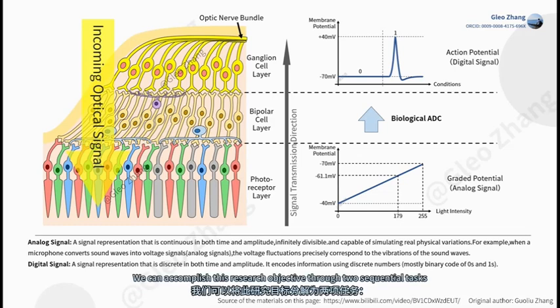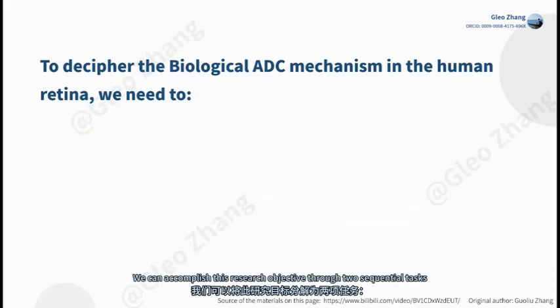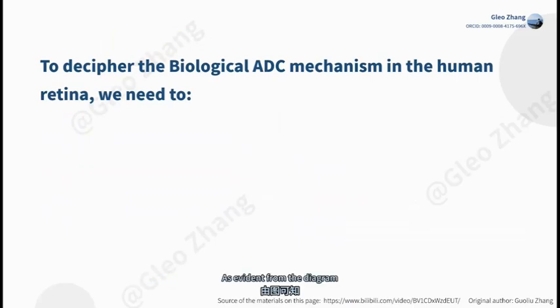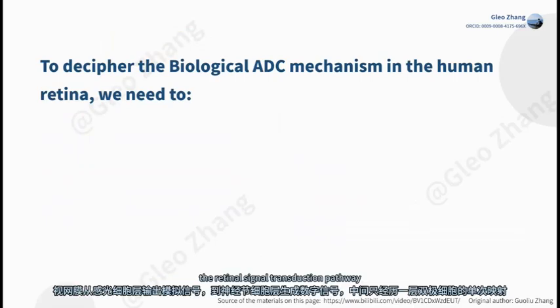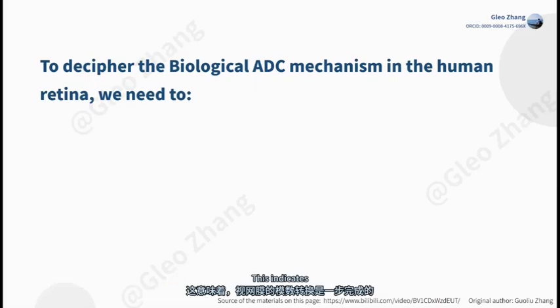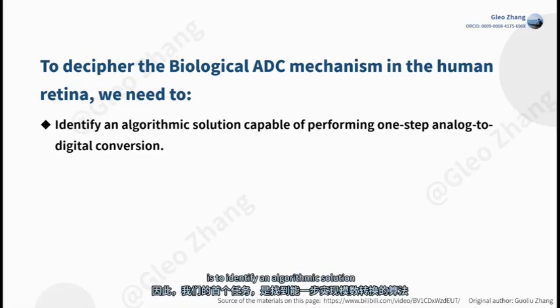We can accomplish this research objective through 2 sequential tasks. As evident from the diagram, the retinal signal transduction pathway involves only a single synaptic mapping through the bipolar cell layer between the analog signal output from the photoreceptor layer and the digital signal generation at the ganglion cell layer. This indicates that the retinal analog-to-digital conversion is achieved in a single processing step. Therefore, our first research task is to identify an algorithmic solution capable of performing one-step analog-to-digital conversion.